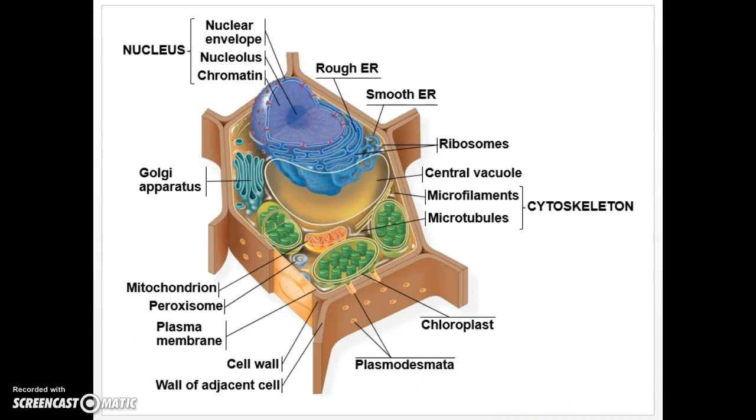This is a picture of a plant cell, which is also eukaryotic. And again, there will be a lot of similar organelles to an animal cell, but there are some differences, and you can see some of those differences are peroxisomes, chloroplasts, and a very large central vacuole. So those would be the major differences that you would find between plant and animal cells. And of course, the cell wall outside of the cell membrane.